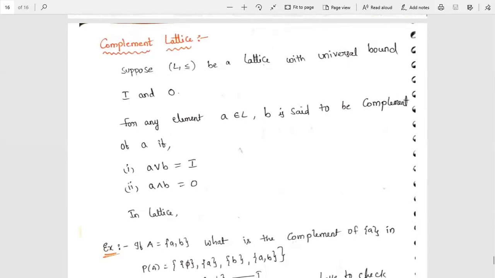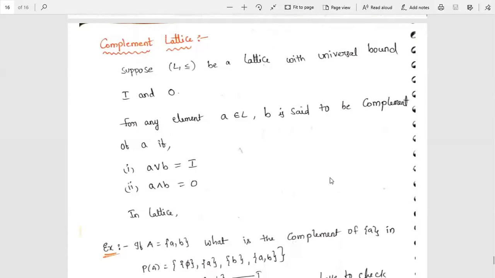B is said to be a complement of A if A join B is equal to I. Join means least upper bound. And A meet B is equal to O, where O means the least element. Meet means greatest lower bound. These are the properties. If the given lattice satisfies these properties, then B is said to be a complement of A.